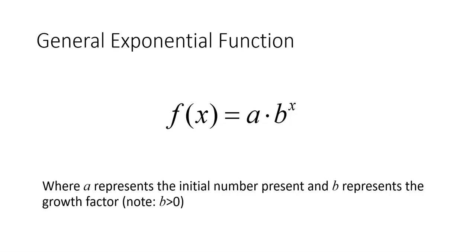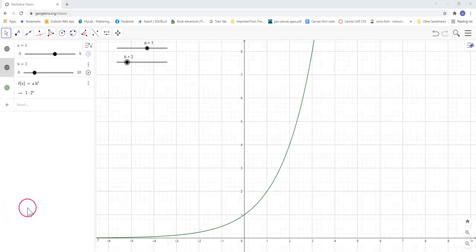If we look at what this looks like graphically, here is a graph of the function 1 times 2 to the x. Notice when the value of x is 0, my function is passing through 1, which is our initial value, and it grows by a factor of 2. So for every x value, it doubles. Right? So at 1, it goes to 2. If I go to 2, it's at 4. At 3, it will be at 8.